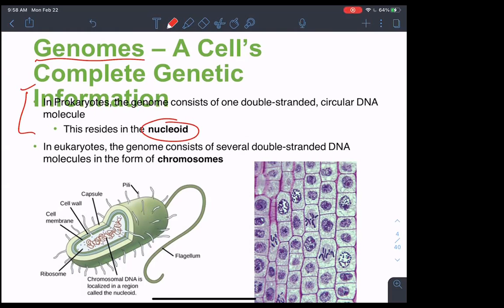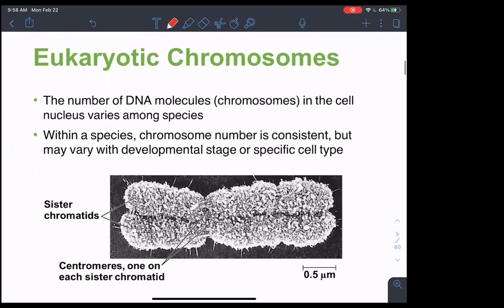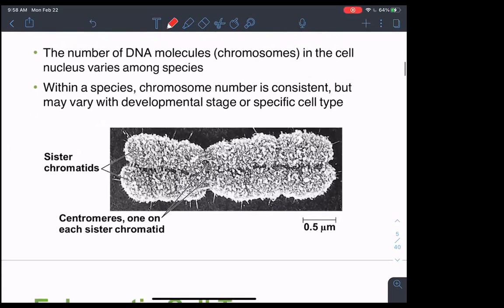In eukaryotes, the genome consists of several double-stranded DNA molecules in the form of chromosomes, okay? And those are going to be found within the nucleus. So eukaryotic chromosomes, the number of DNA molecules or chromosomes in the cell varies among species. Within a species, the chromosome number is consistent but it may vary with developmental stages or specific cell type.